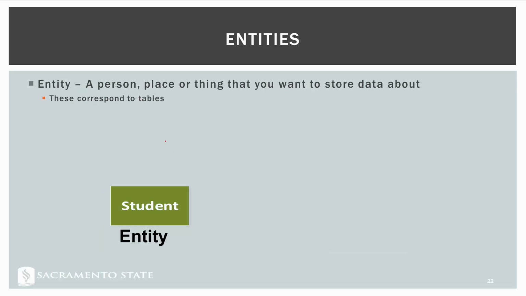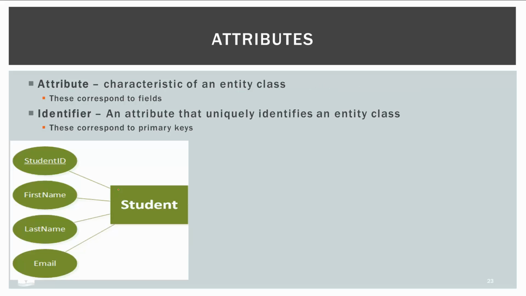So let's talk about an ER diagram, how we would actually draw this out. Like I said, an entity corresponds to tables, and we represent entities in ER diagrams with rectangles. Attributes of a particular entity, in this case the student ID, the first name, the last name, the email, are all attributes of the student. They're characteristics of some entity. In database terms, we call these the fields. In an ER diagram, we call them attributes, and we represent them by ovals or ellipses with a line towards the entity.